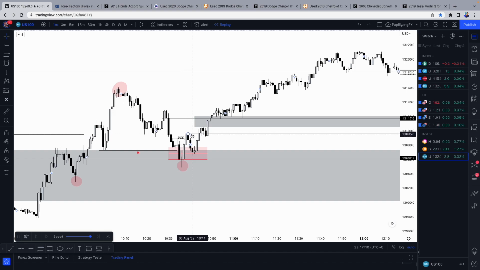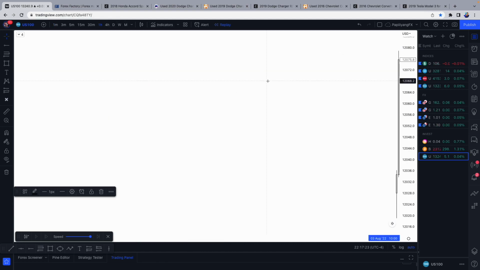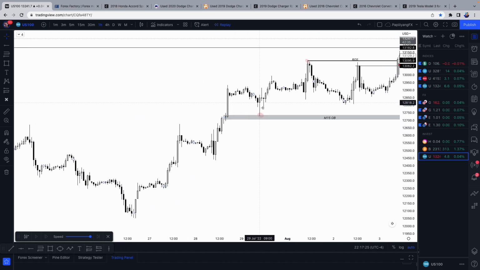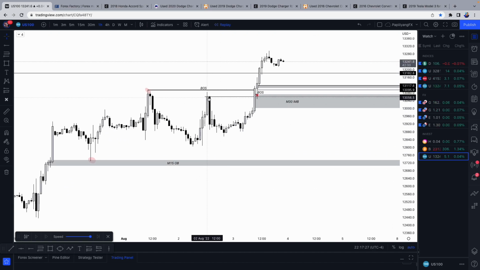Now this is a breaker block. We went above that high. That's a breaker structure. Retraced over here, right? Price retraced at the body of this candle, and price started rallying. Now look, isn't this the same concept over here? Right? Isn't it the same concept?